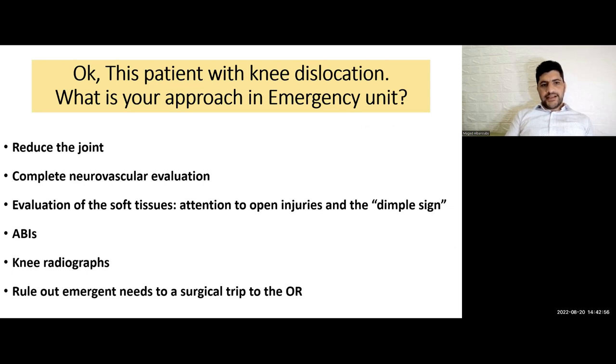This is another scenario. This patient has a knee dislocation, what is your approach in the emergency room? I will reduce the knee, complete neurovascular evaluation, evaluation of soft tissue, attention to open injuries and dimple sign. I will measure ankle brachial index. Then I will do a knee radiograph, and MRI to assess the ligamentous injury, which is expected. And keep in mind a high index of suspicion for any emergent need for a trip to the OR.